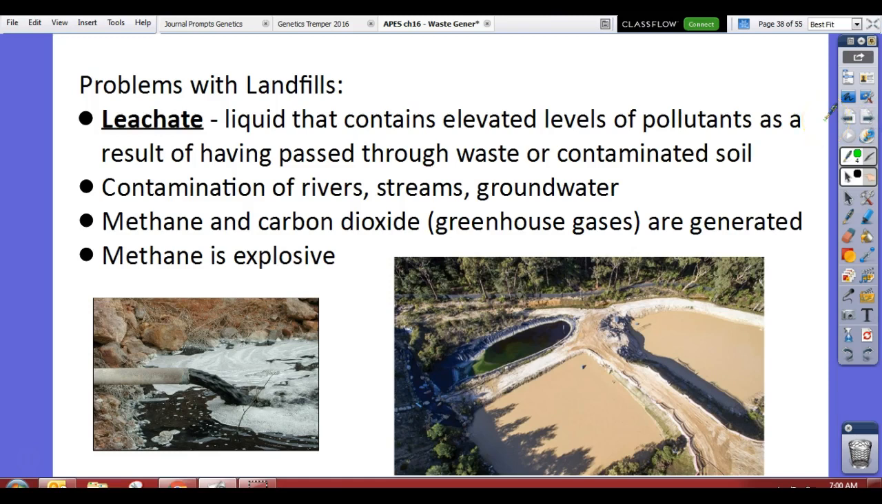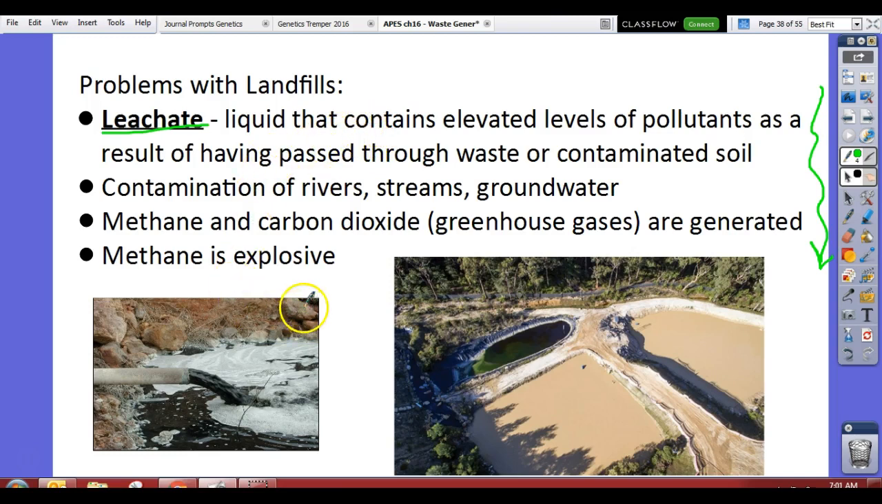All right, problems with landfills, okay? So problems with landfills. Leachate. We've talked about that. It's a liquid that contains elevated levels of pollutants because it passed through waste or contaminated soil. So a lot of times this is like rainwater. Okay, it comes in through the landfill, it filters down in, and then it gets real nasty.